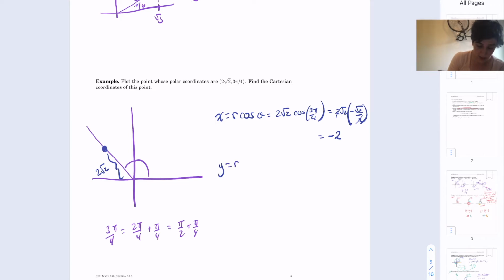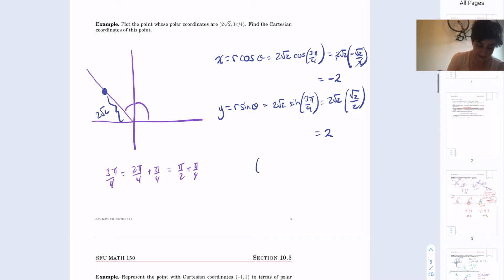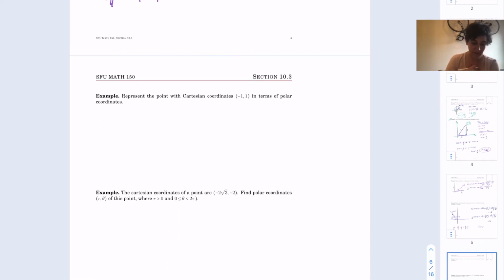Y is equal to r sine theta. I've got 2 root 2 sine 3 pi over 4. I've got 2 root 2 times root 2 over 2, and I'm left with 2. And so my Cartesian coordinates are negative 2, 2. Sound sensible? Here we go. Represent the point with Cartesian coordinates negative 1, 1 in terms of polar coordinates.